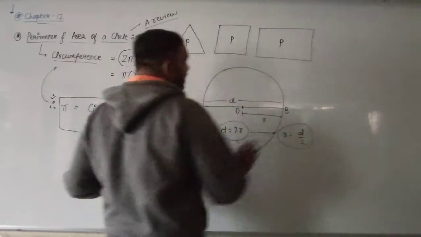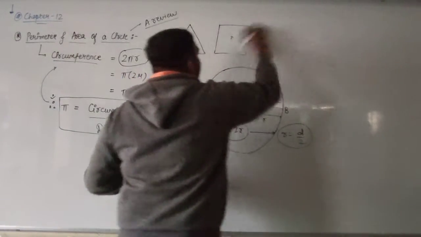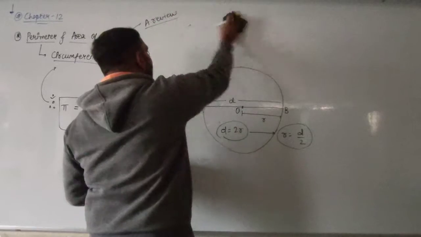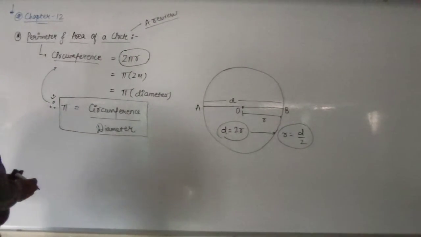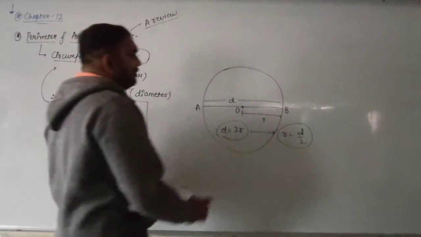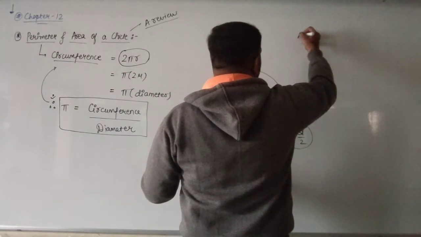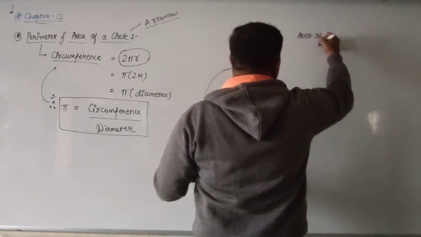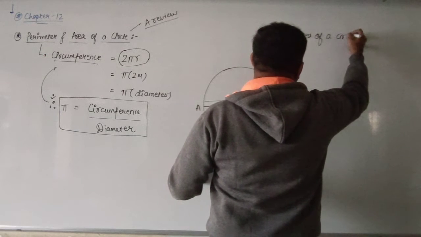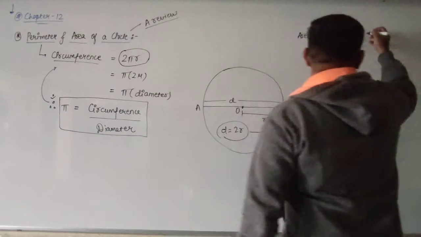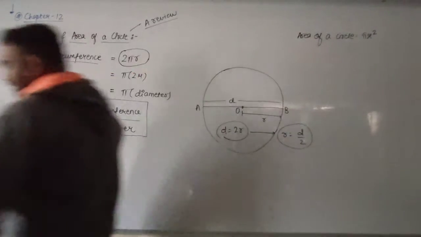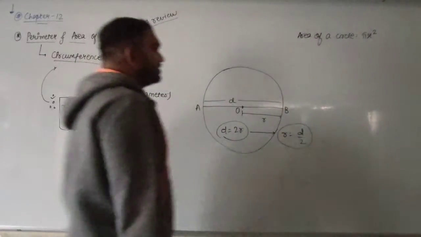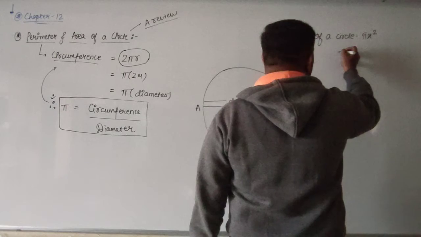Now coming to the area. We already know how to find out the area of the circle, right? So the basic formula to find out the area of a circle is pi into r square, pi multiplied by radius square.